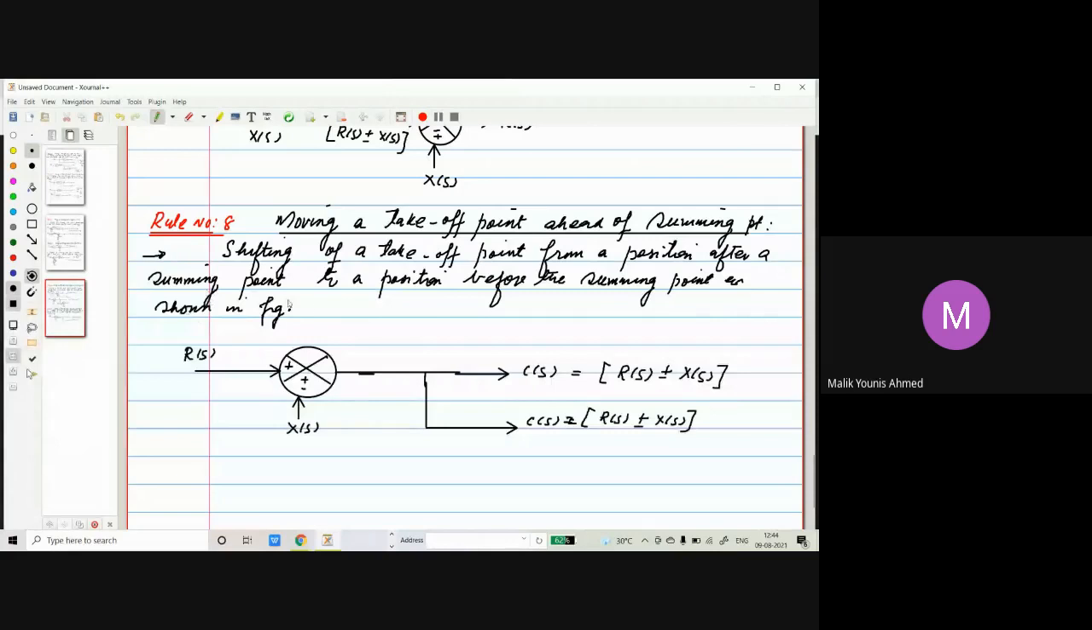So we have to move a takeoff point ahead of the block. So we have to move this takeoff point. Let's see. Takeoff point here. So let's see. This is a position B and this is a position A. That's what is our objective. So how we can do it?